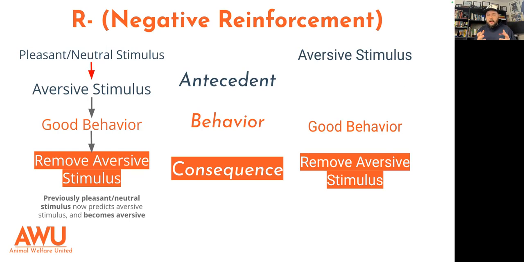Now, as a LIMA trainer, least intrusive, minimally aversive, I want to present that aversive stimulus at the lowest level possible, right? If I know that it's going to be aversive, I want to present it as least aversively as possible.